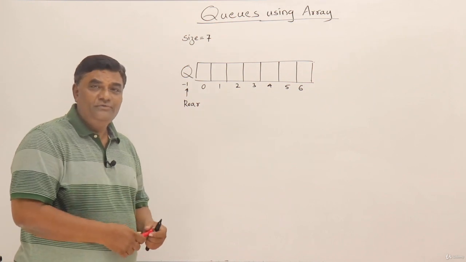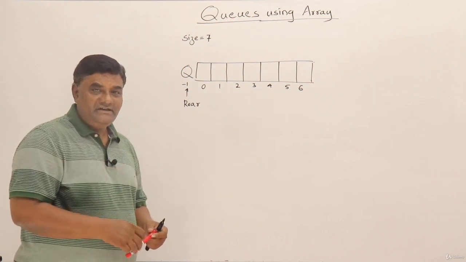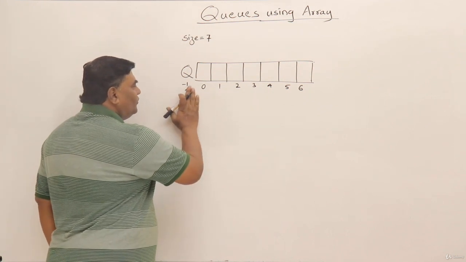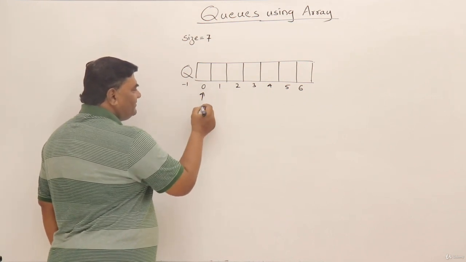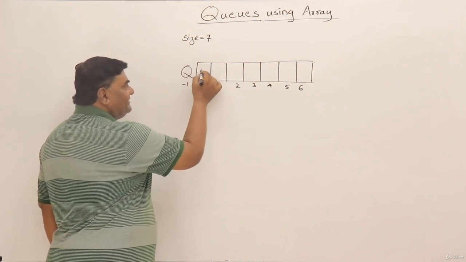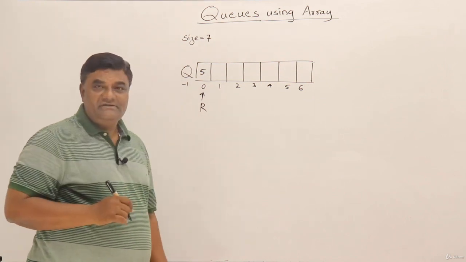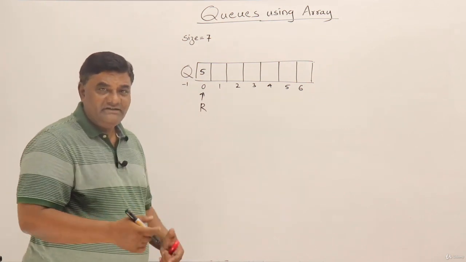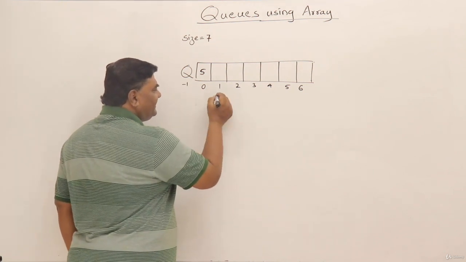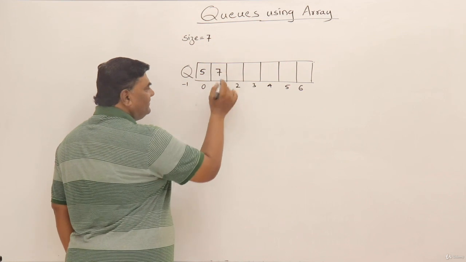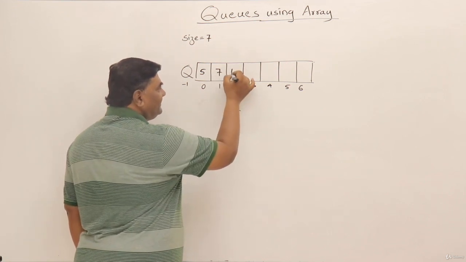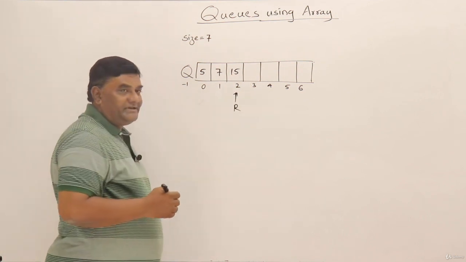Let us first insert a few elements. If I want to insert any element in a queue, then the procedure is to move rear to the next location. So I'll just write R instead of writing the complete word rear, and insert an element. A new element is inserted. Just move rear and insert an element. Let me add a few more elements. Just increment rear to the next location and insert an element. Likewise, just move rear to the next location and insert an element. So this is how insertion can be done.